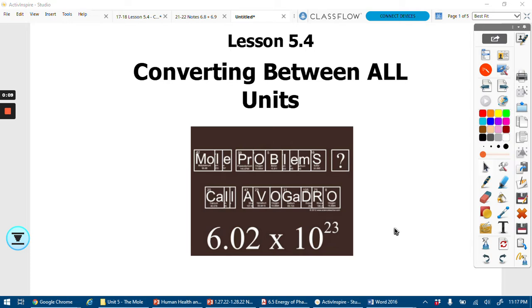So we started this unit talking about what a mole is, and then we converted between particles and moles, and then we calculated molar mass and converted between mass and moles, and today we're going to combine it all together. So mass to particles, particles to mass, and everything in between.